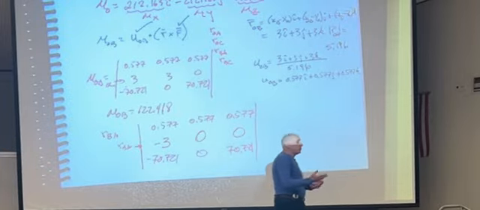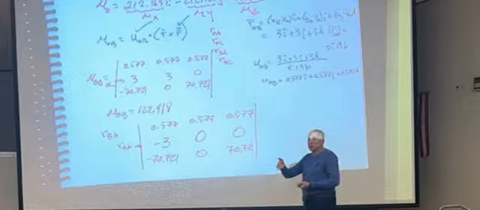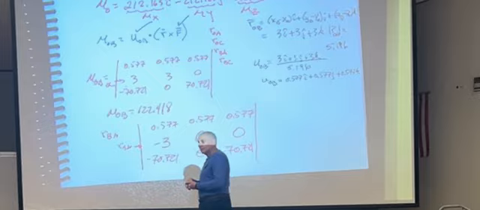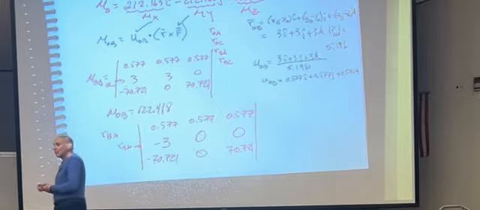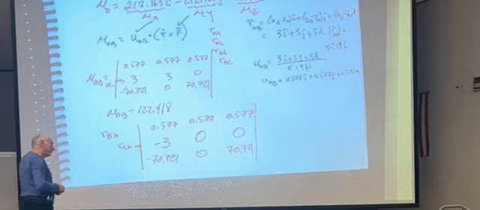Now what I want you to do is redo the problem and try it with a different R. Go with R_BC. Go with R_OC. No, I already used those. OA. See if you don't get 122.